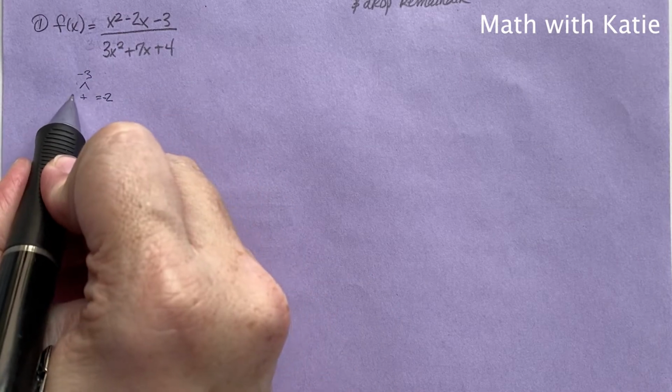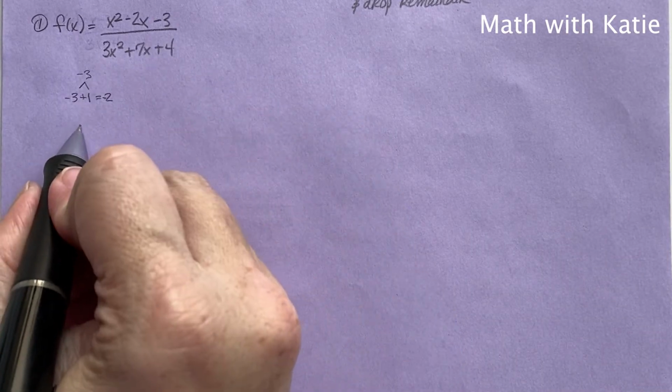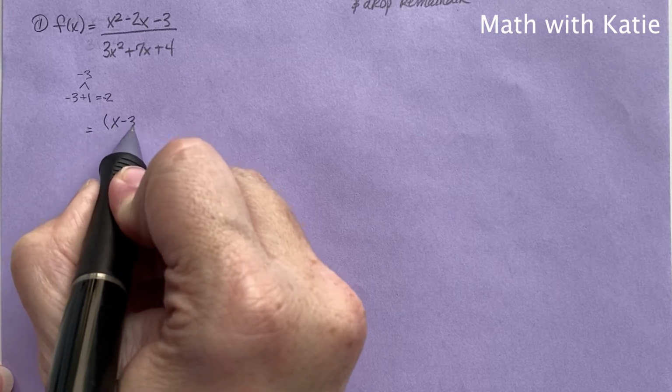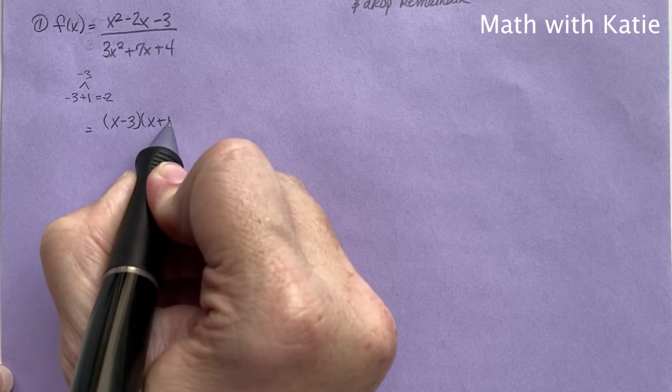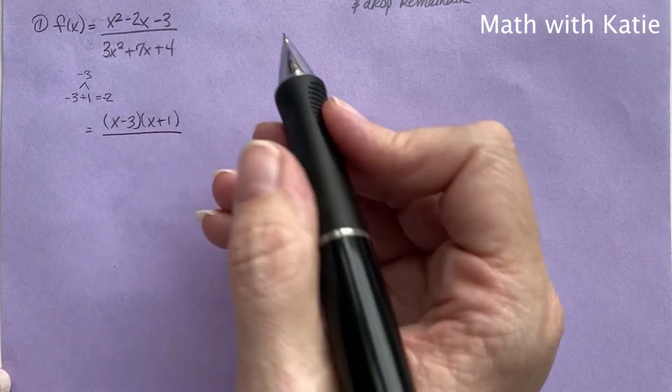-2. So that's 3 and 1. So the 3 is going to be negative. So we have x minus 3, x plus 1. All right, so now we have to deal with this one.